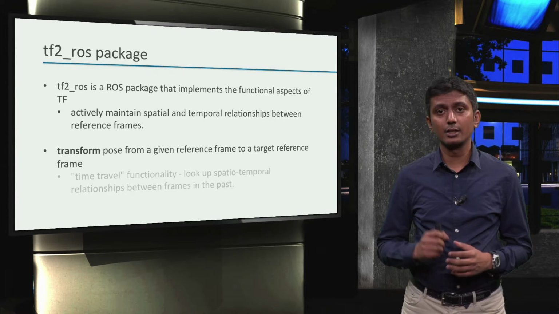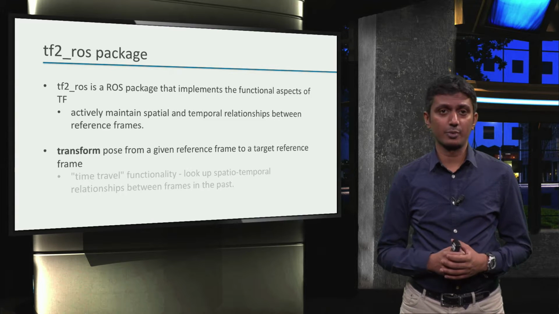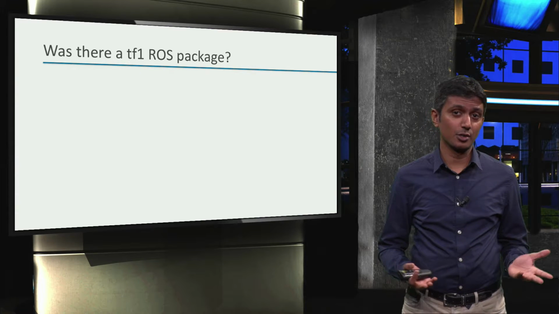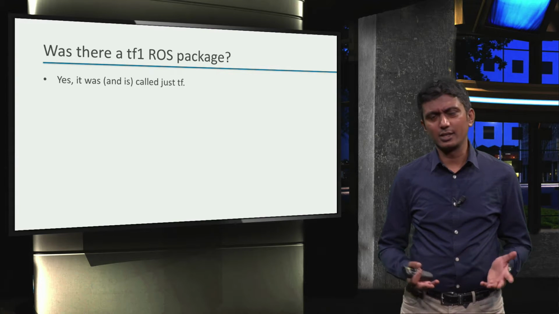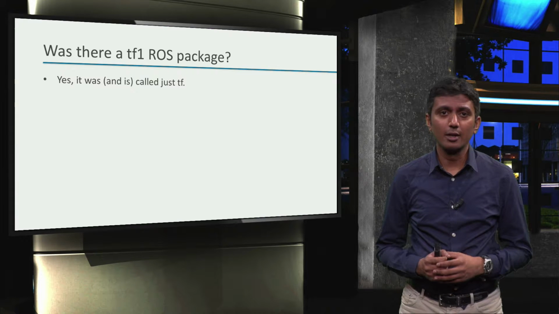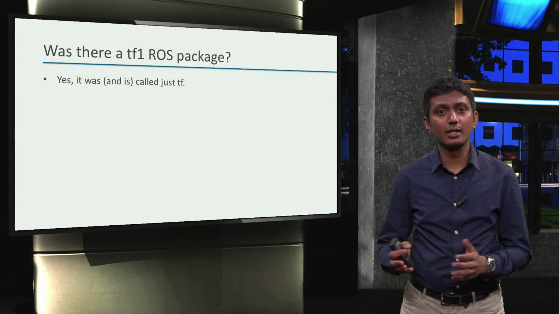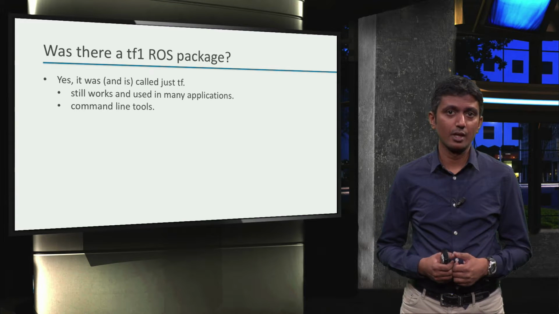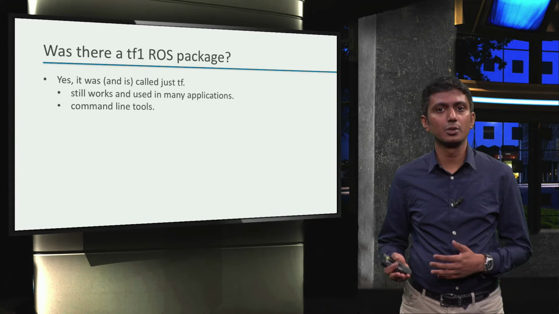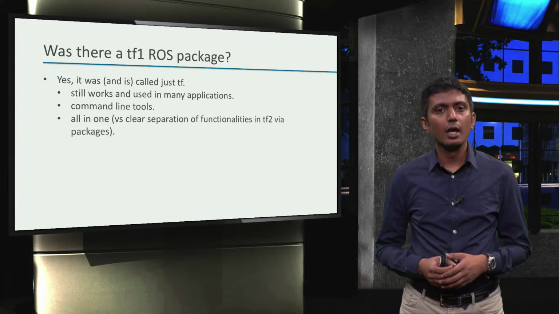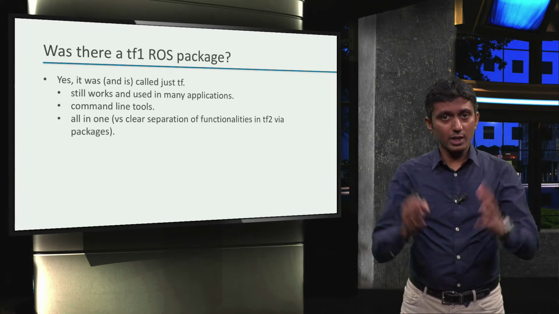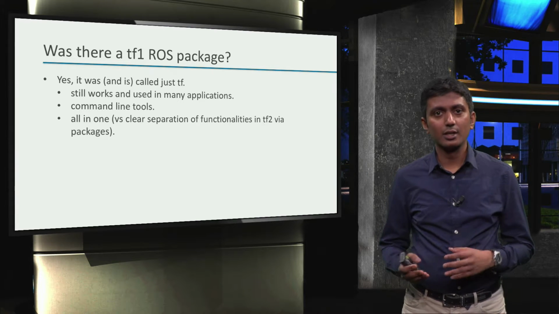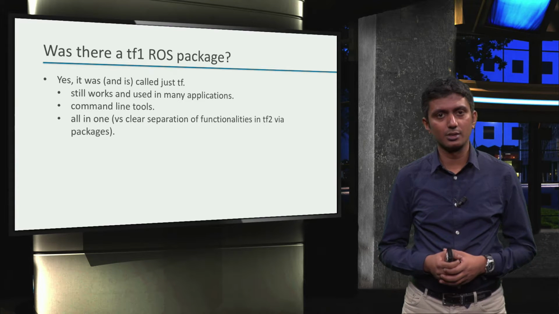Anyway, I started this video with the TF2_ROS package, but you might be curious if there was a TF1_ROS package as well. Yes, it was not exactly called TF1, but it was just called TF, and it still exists. Some applications continue to use the TF_ROS package, and we will soon learn a few command line tools from the TF_ROS package. In the ROS package TF, all TF functionality was implemented in one ROS package, but with TF2, the division of functionality is much more clearly structured.